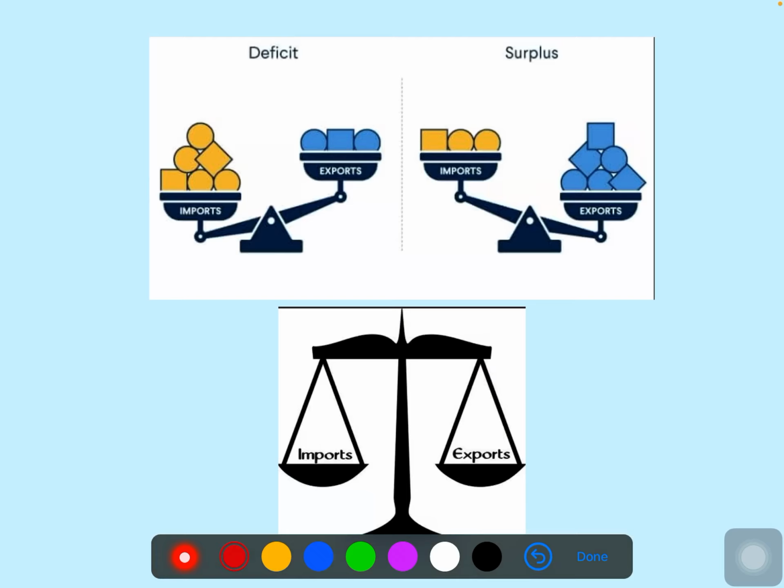Now, let's talk about what is deficit, surplus and balance. The third kind is called balanced current account, along with deficit current account and surplus current account. Let's talk about the first one, which is deficit current account.